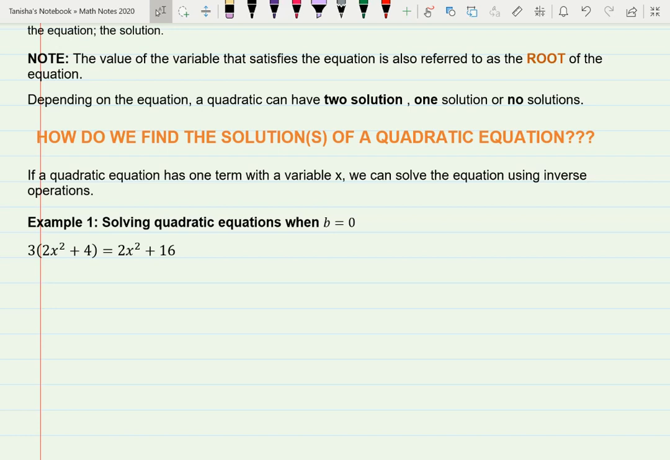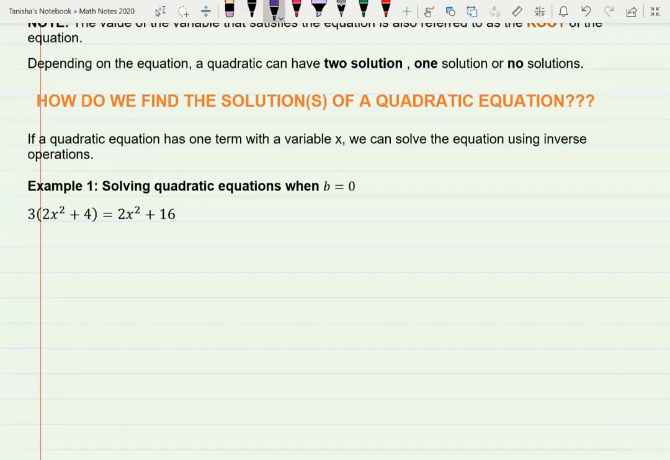So root is equal to solution. Depending on the equation, a quadratic can have two solutions, one solution, or no solutions. When we were solving linear equations, there was only one value of x that satisfied the equation. But now in solving quadratic equations, there can be two values of the variable that work, or one value, or no values at all. Now we answer the question, how do we find the solutions of a quadratic equation?